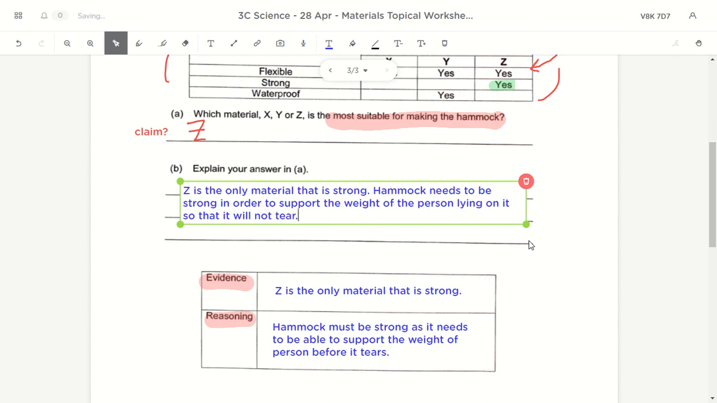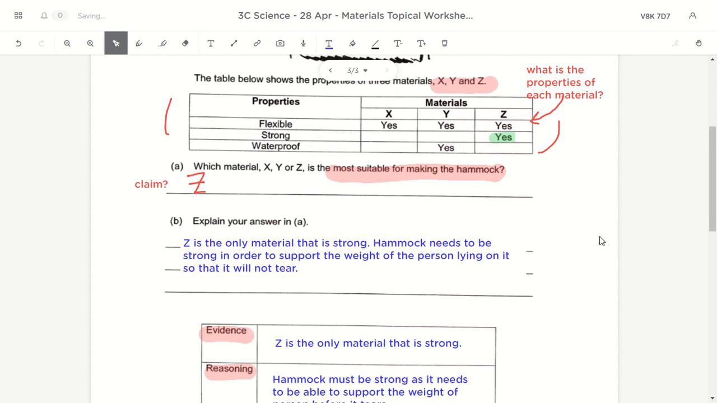Okay, all right. So let's run through this again. I choose Z because Z is the only material that is strong. You realize here, a hammock needs to be strong in order to support the weight of the person lying on it so that it will not tear. No point it being flexible, no point it being waterproof if it's not strong in the first place. So in terms of property, there are some properties that are more important, there are some properties that are less important. The important thing here is to make you realize that for certain objects, some property is more important than another property. So sometimes you choose material based on the priority of the property that we need them to have.